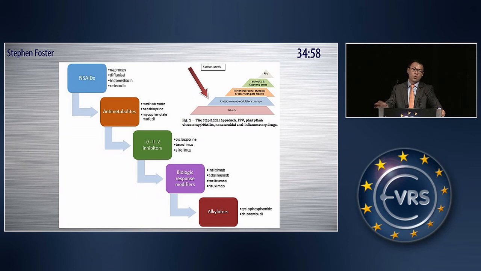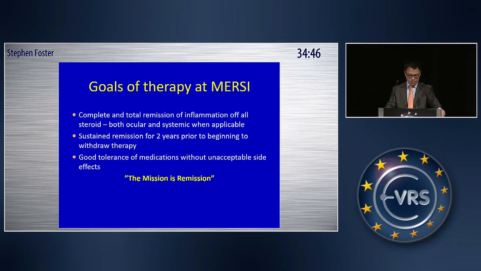And if that still doesn't work, or if the disease is very aggressive, so you're talking about serpiginous choroiditis, that can blind people very quickly, we will go to the alkylators. You're talking about cyclophosphamide or chlorambucil. So the goal is, I already touched on this, complete and total remission of inflammation off all steroids, no topical, no systemic. You want the patient to be very, very, very quiet, and you want to do that for 2 years. So the moment they get off steroids, any type of steroids, that's when we start counting the clock.